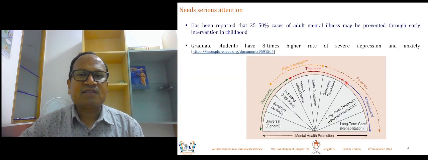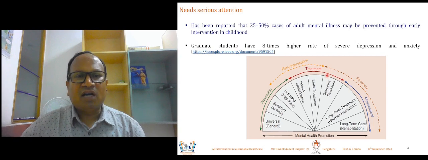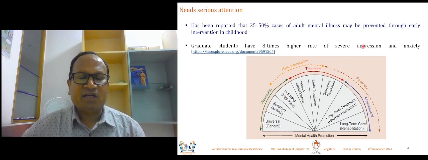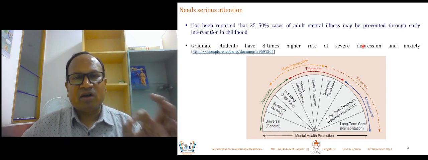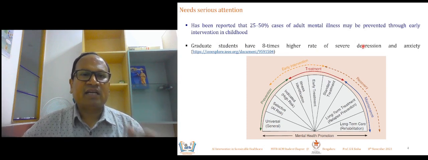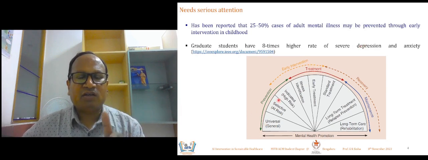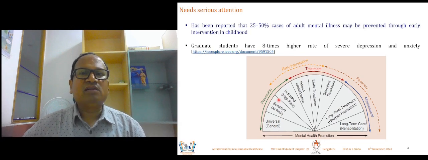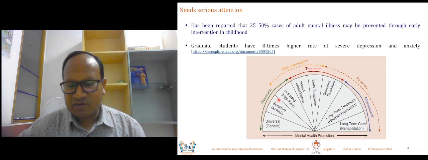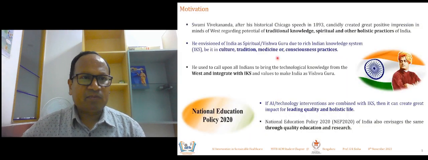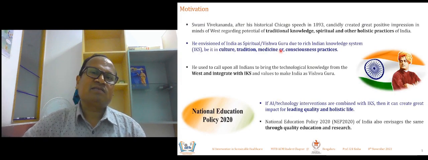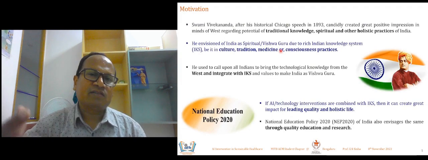There is serious attention, and a lot of research articles suggest that depression and mental disorder disabilities are a common phenomenon in many adults, the graduate students. And if early intervention through AI or AI based models can help in detecting at an early stage, we can save many lives. So the motivation for this is how we can use artificial intelligence and the Indian Knowledge System.